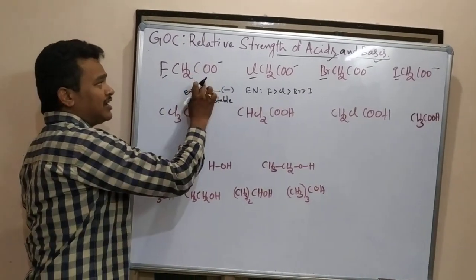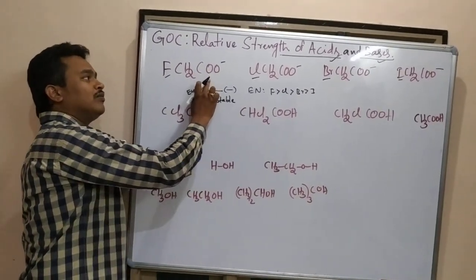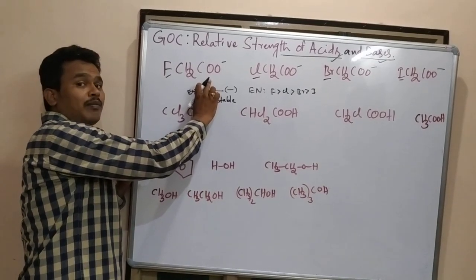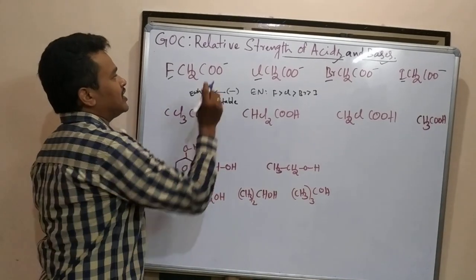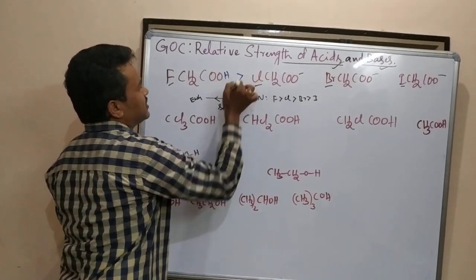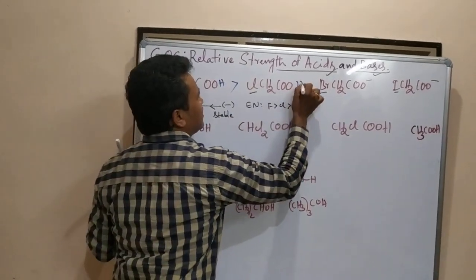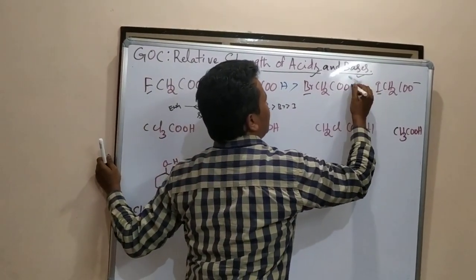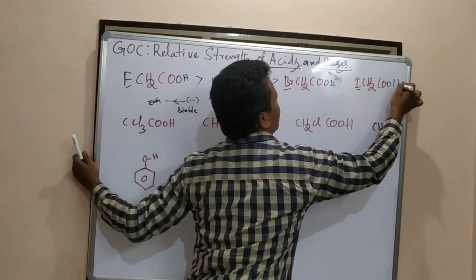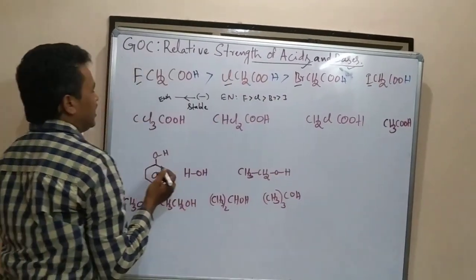So this is the more stable carboxylate ion. So what will be there? The corresponding acid will be strong. What is that acid? This is the acid. This is a stronger acid than this, and this is a stronger acid than this. Like that we have to check. That is the order. Next one here.